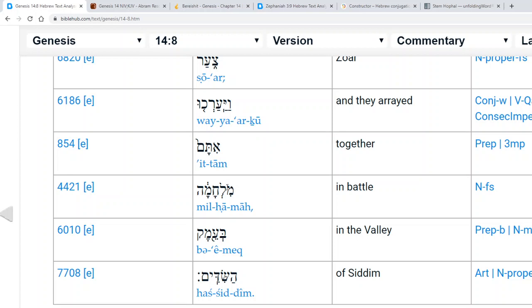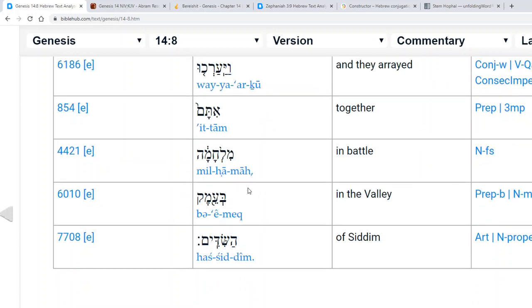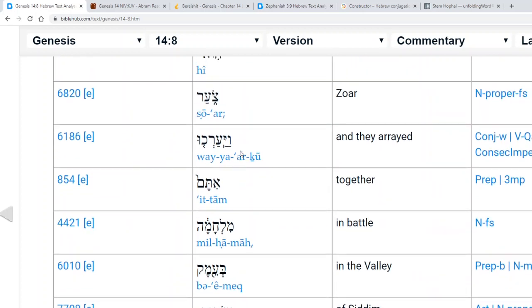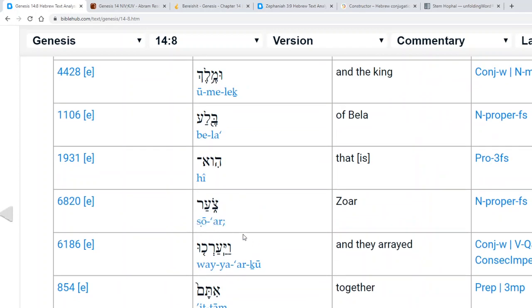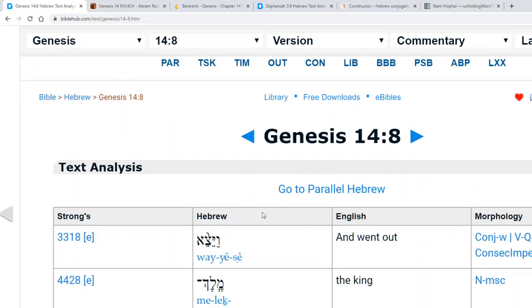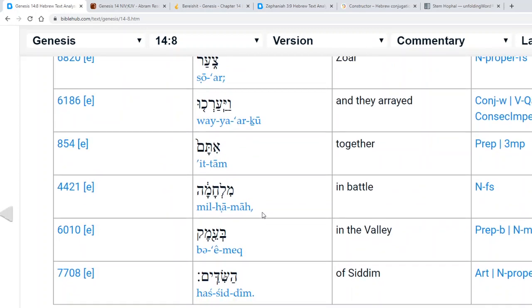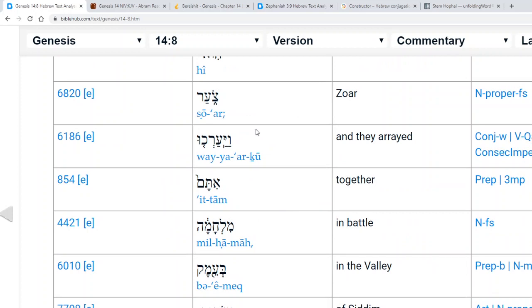Milchama, battle, war, right? We had milchama before. V'yarchu itam milchama be'emek hasidim. So the bet is the prepositional bet. What does that mean? Yarchu itam milchama, and they... and why is it in the plural whereas vayetze is in the singular? Maybe Rashi will say. What does it mean to arrange with them battle?